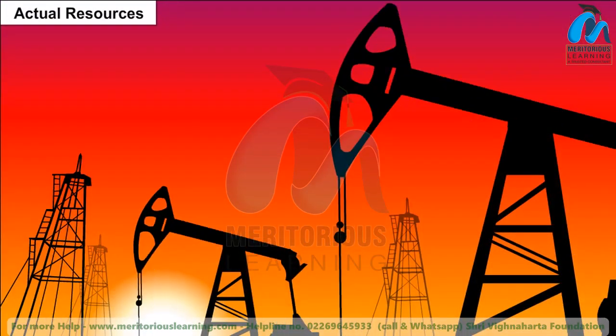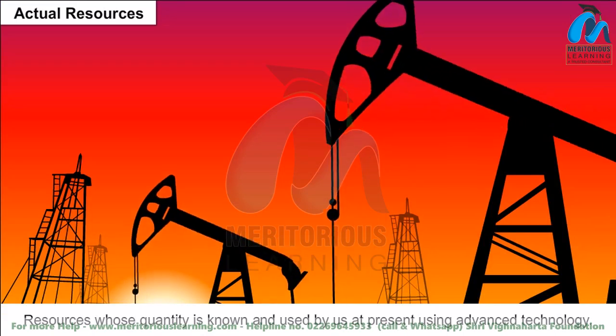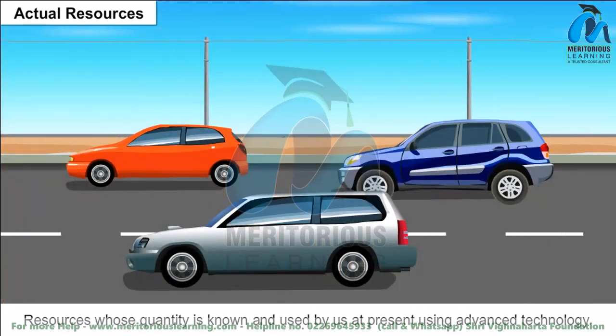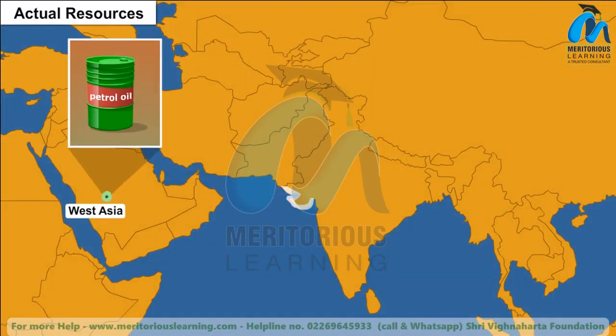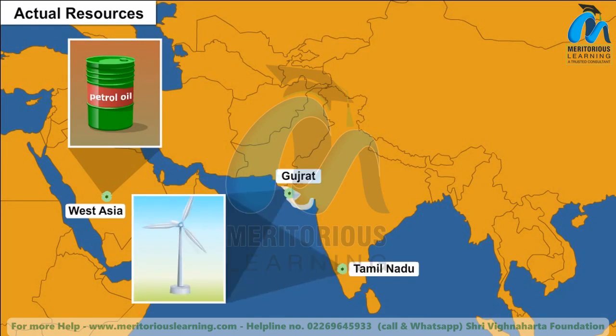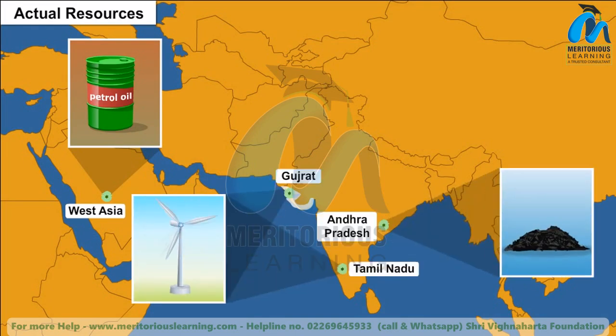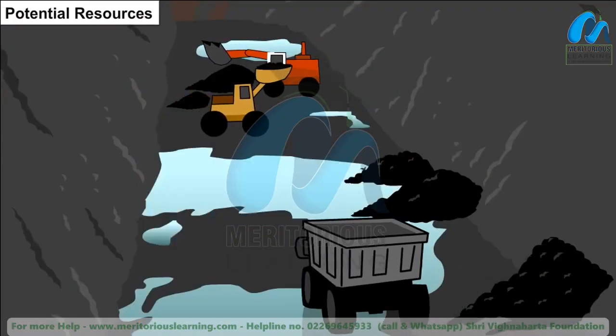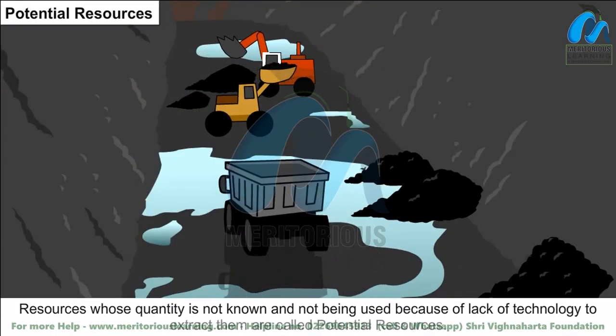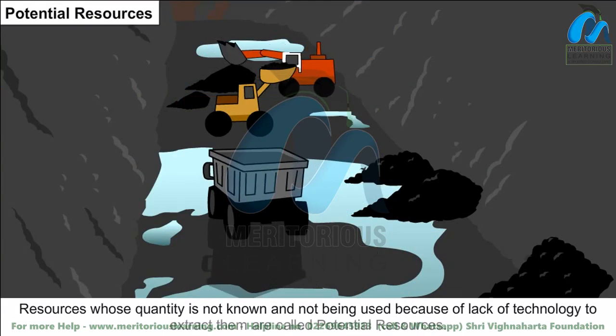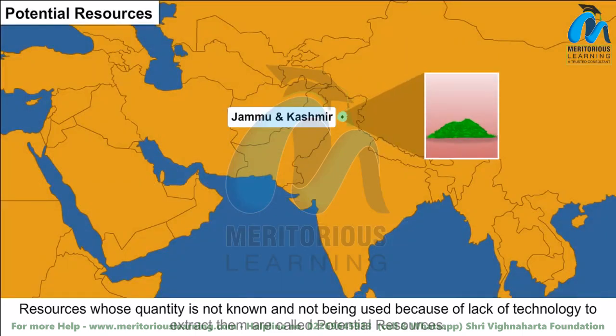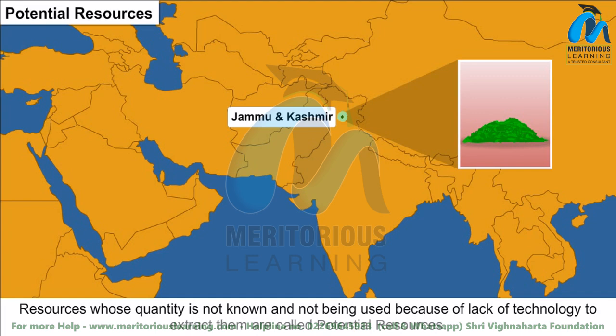Actual resources. Resources whose quantity is known and used by us at present using advanced technology. Example, petrol in West Asia, windmills in Tamil Nadu and Gujarat coast, coal in Andhra Pradesh. Potential resources. Resources whose quantity is not known and not being used because of lack of technology to extract them are called potential resources. Example, uranium in Jammu and Kashmir.